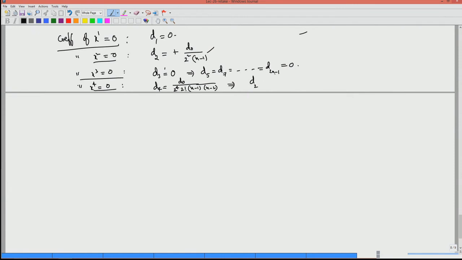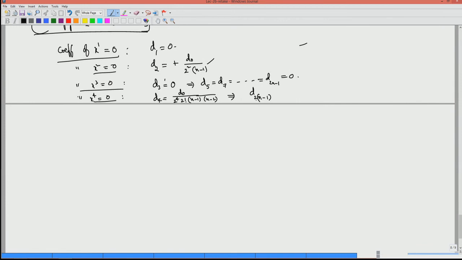d_{2n}. So how long can you go? You can only go up to 2n minus 2, so let us write 2n minus 2, that means 2 into n minus 1. This I am directly writing. So d_0 divided by 2 power 2 into n minus 1 into n minus 1 factorial square. This is what you will see.